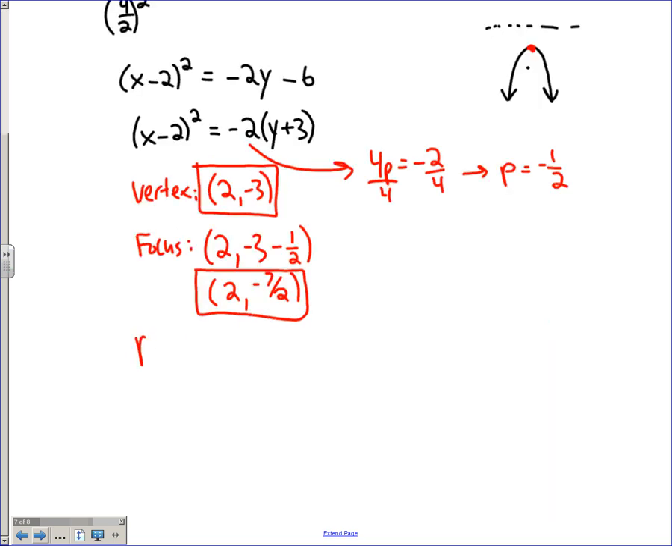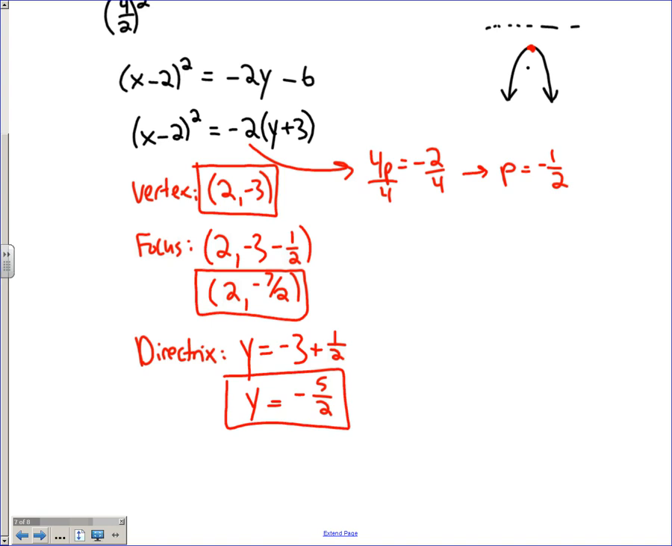And our directrix will just be 1/2 units above the vertex in this case, because it's opening downward. So it's going to be a horizontal line, y equals, starting at the y value of negative 3, and we're going up 1/2, adding that p-value. So y equals negative 5/2.